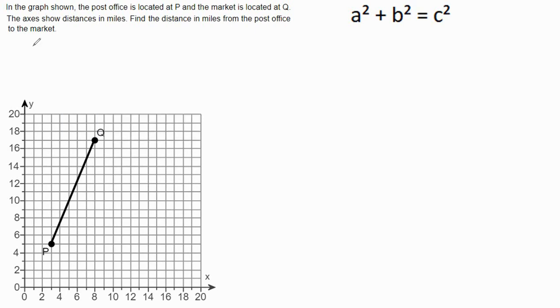In the graph shown, the post office is marked at P, and the market is located at Q, and the axis shows the miles, and we want to find the distance. Anytime you see distance in this class, you need to be thinking of the Pythagorean theorem, which is a squared plus b squared equals c squared.